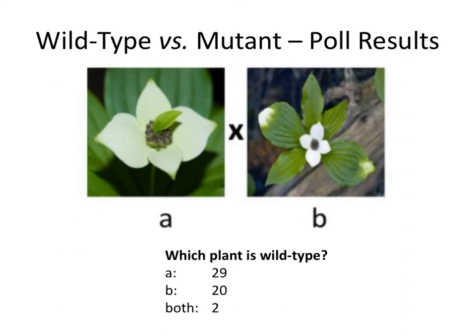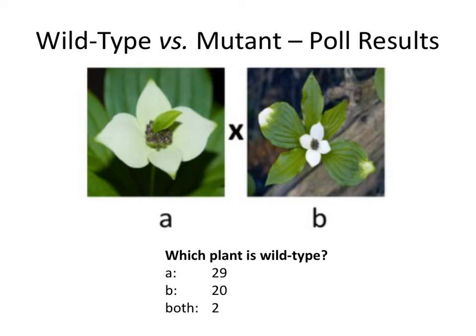Pretty close, 29 on the left, 20 on the right. We should come up to a consensus, probably. Isn't the one with the leaf wild type because there's more of that as opposed to the one without the leaf? Are there more? That's the question, absolutely. That's exactly how you would define which one's wild type. Which one of these, and you probably aren't familiar with these because they don't grow this far south, looks more like a wild type plant or one that's more common?